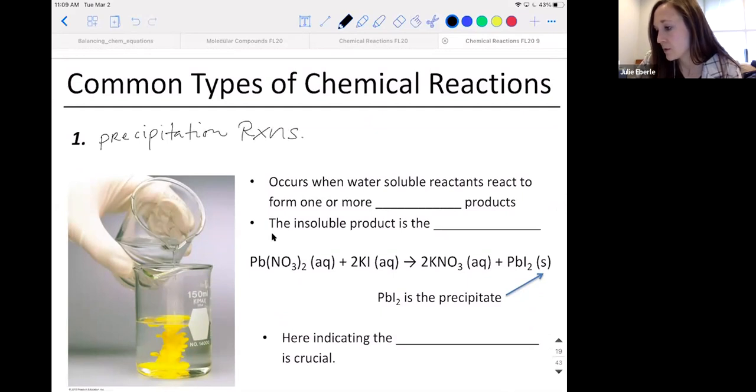I'm going to abbreviate precipitation reactions. You guys are familiar with what a precipitate is, okay? It's a solid that forms when you mix 2 liquids. So this occurs when water soluble reactants react to form 1 or more insoluble products. What does that word soluble mean? It means something that can dissolve and stay dissolved in water. And the insoluble product here is the precipitate.